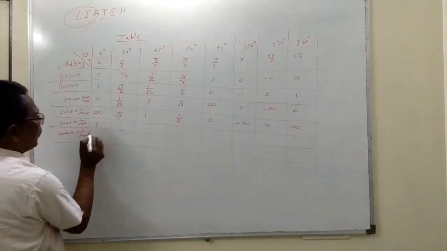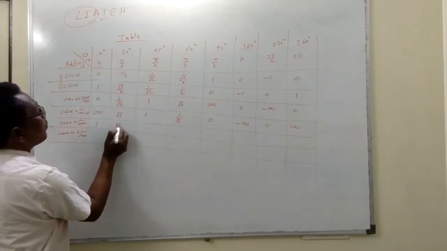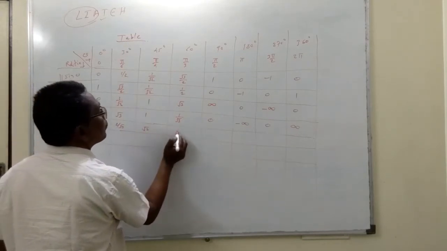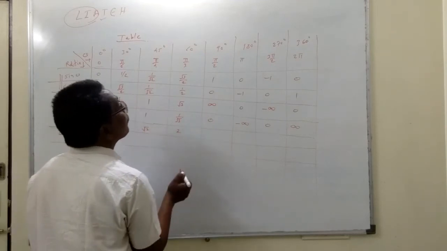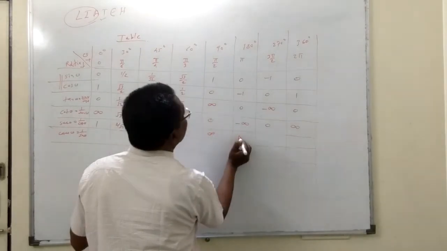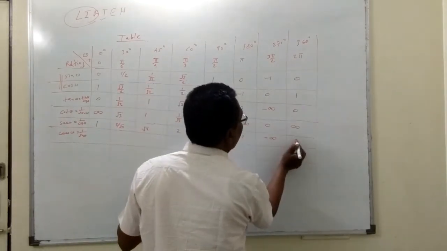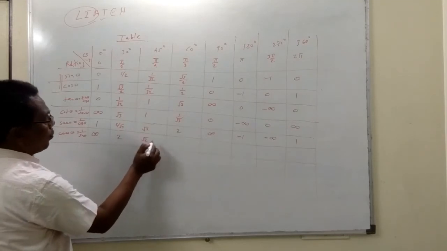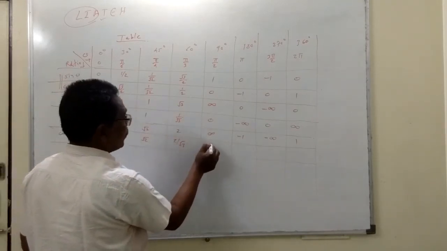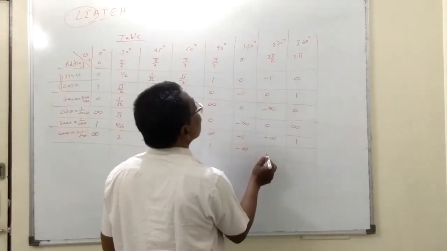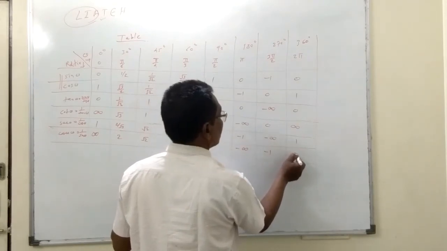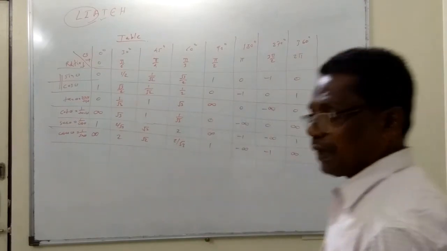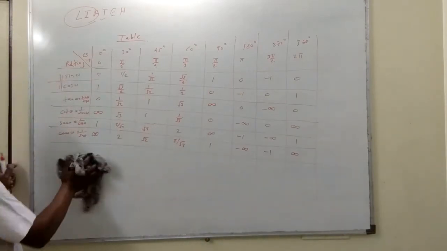Sec is 1 upon cos. 1 upon 1 is 1, so sec 0 is also 1. Sec pi by 6 is 2 upon root 3. Sec pi by 4 is root 2. Sec pi by 3 is 2, then infinity, minus 1, minus infinity and 1. Cosec means 1 upon sine, so 1 upon 0 is infinity, 2, root 2, 2 upon root 3, 1, minus infinity, minus 1 and infinity. So these values you want to keep in mind. By practice we automatically memorize these values.